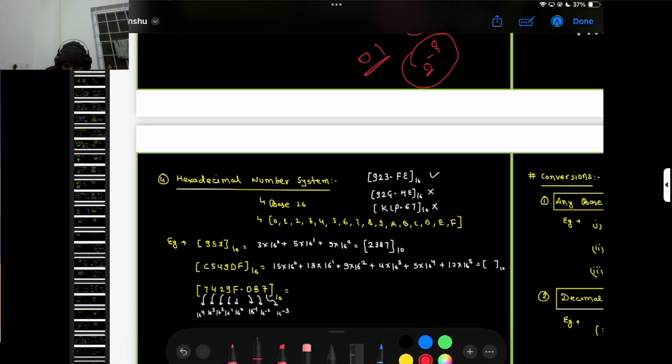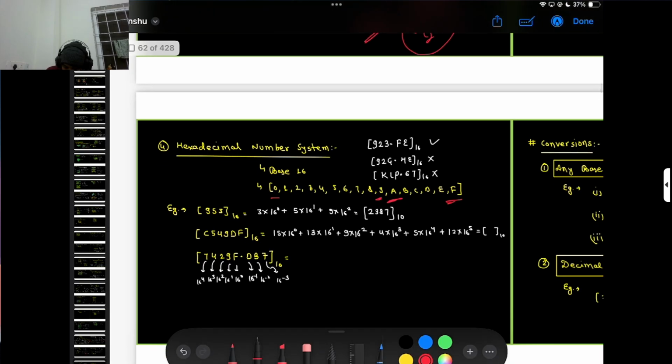And in the hexadecimal number system, the base is 16, so it goes from 0 to F, so after 9 this is A. So 953, that is base 16, we can write this way: 3 into 16 to the power 0, 5 into 16 to the power 1, and 9 into 16 to the power 2, so that is 2387 base 10, that is in decimal form.